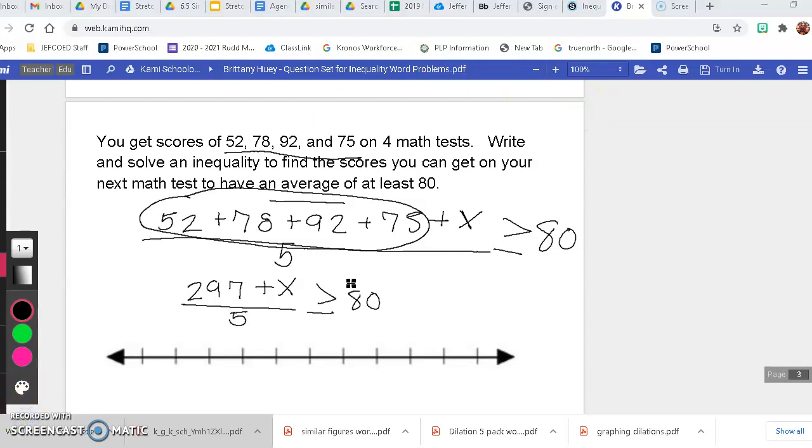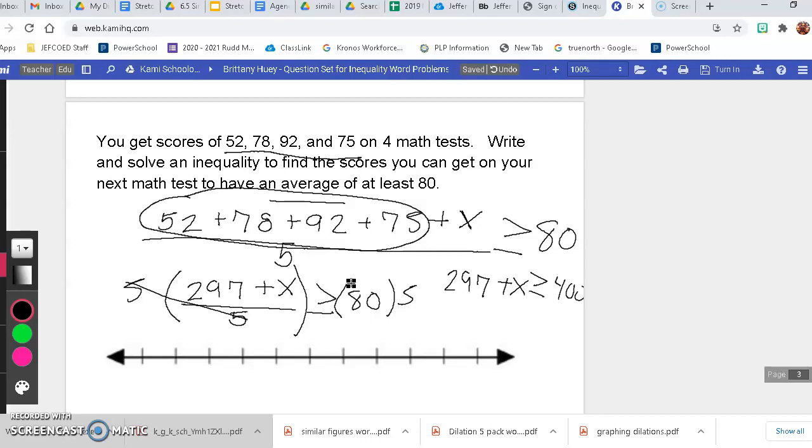Alright, our next step is we are going to multiply by, in this case, 5 on both sides, since it's the opposite of dividing, and we want to get rid of that fraction. When we do that, these cancel, leaving us with 297 plus x. Here's our symbol, and then 80 times 5 is 400.